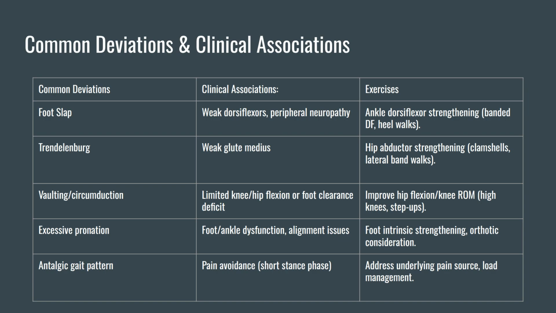Vaulting or circumduction indicates poor limb clearance. We want to treat with range of motion, strength, and timing, especially in hip flexion and knee flexion, using high knees or step-ups.